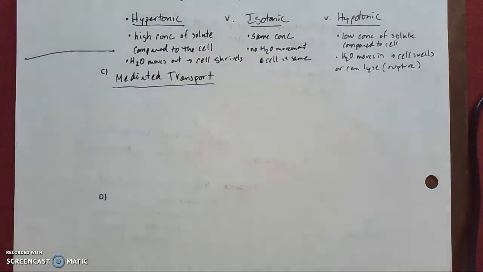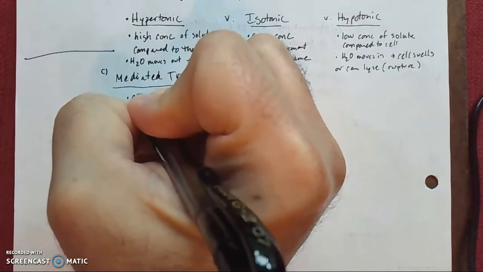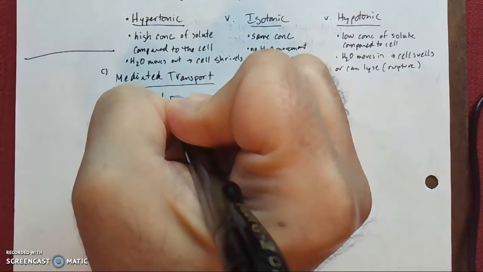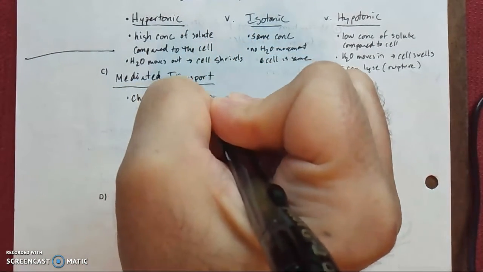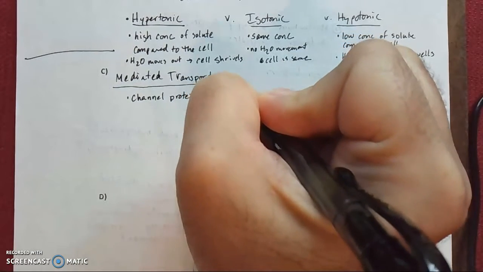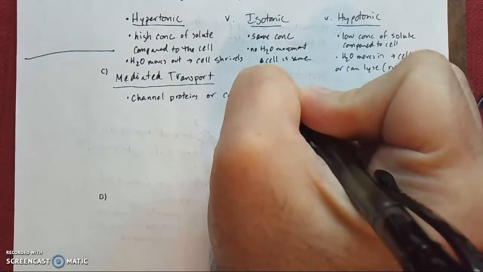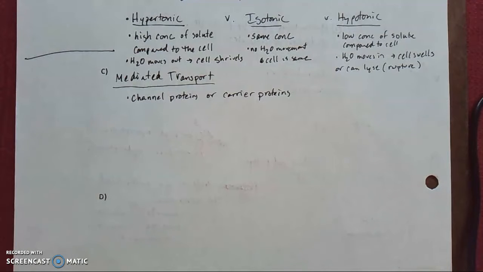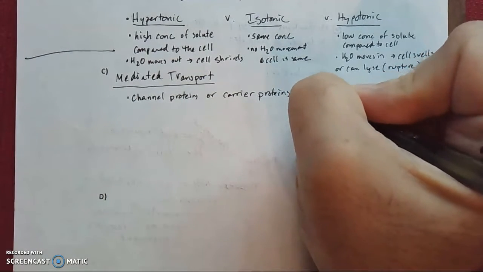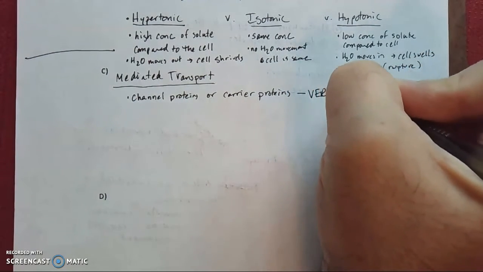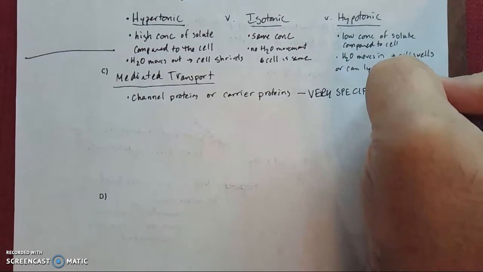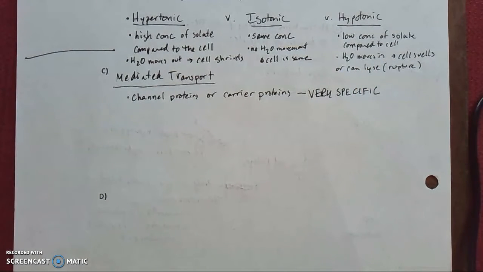So with mediated transport, we're talking about if we have channel proteins or carrier proteins. So something that helps things get across. Diffusion and osmosis were just a substance moving through the cell membrane. Mediated means that something helps things get through. These are very specific. So there can be one channel for one particular thing or one carrier.